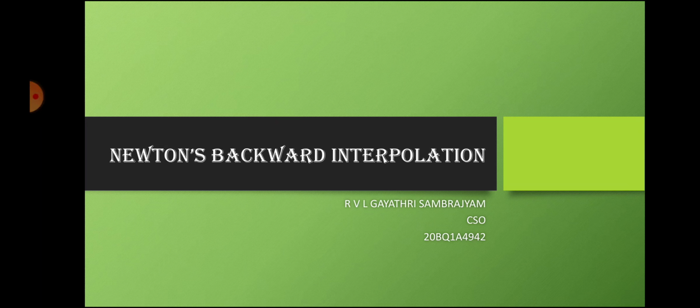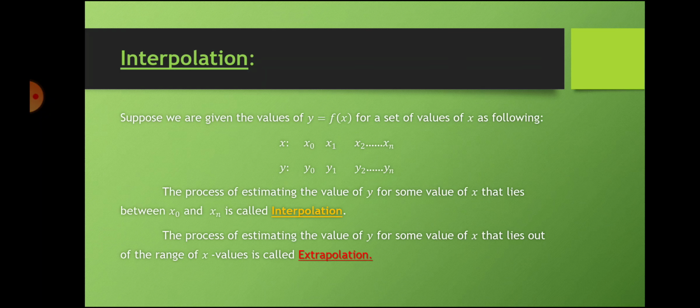Now I am going to explain about Newton's backward interpolation. Before going directly to the topic, let us see what is meant by interpolation. Suppose we are given the values of y equals f of x for a set of values of x as follows: x0, x1, x2 and so on, and y0, y1, y2 and so on, yn.